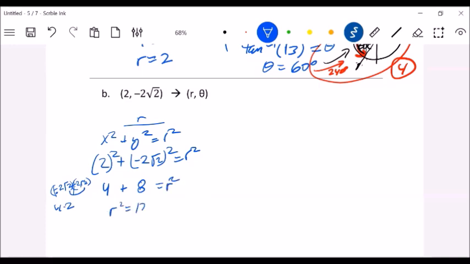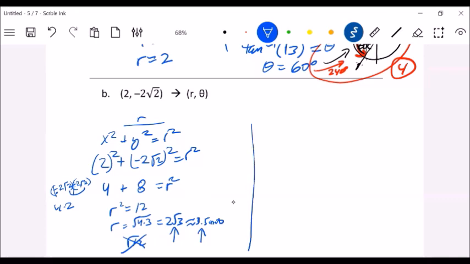So r squared equals 12. So r equals square root of 12, which is approximately, actually we have to do 2 things here. If we first realize that there's a 4 in here, we can make that 2 root 3, and then approximate this as 3.5 units. So this square root of 12 is not an acceptable answer. That is an acceptable answer as an approximation.